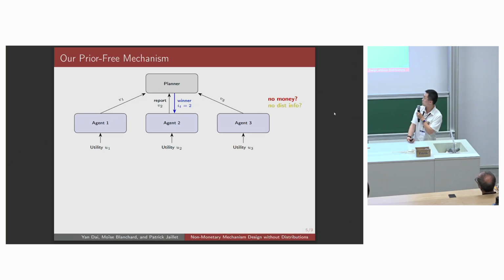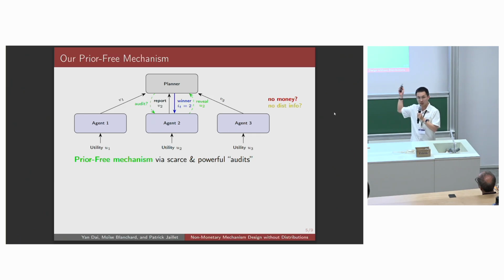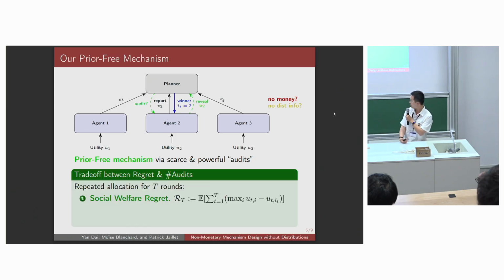And the answer is that we design something that allows the planner to, this is the model setup, sometimes choose to audit the winner, and this audit will reveal the winner's true utility. In this case, if the planner audits the winner, agent 2, the agent 2's true utility U2 will be available. So the question is how many audits are enough, or in a more theoretical way, what is the sample complexity? But it is not really equivalent to sample complexity, as we will see shortly.